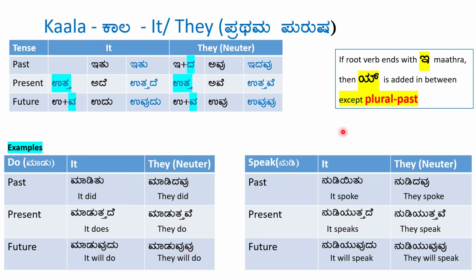So in this case, if the verb ends with e matra, except the plural past, in all the other cases, u is added in between. So, nudi: in the past tense it will be nudiyitu, present tense nudiyuttade, and future tense nudiyudu. And the plural form, past tense nudidavu, present tense nudiyuttave, and future tense nudiyuvu. So here, except for the plural past, if the verb ends with e matra, u is added in all the other cases.